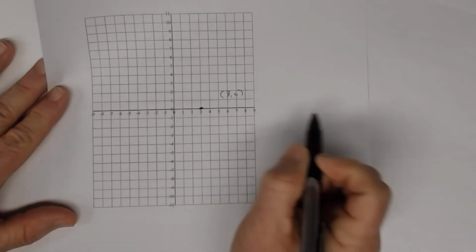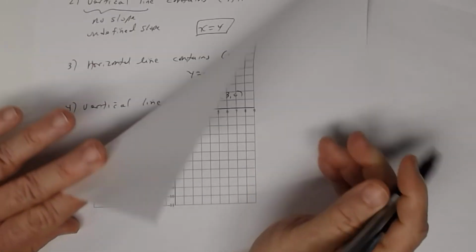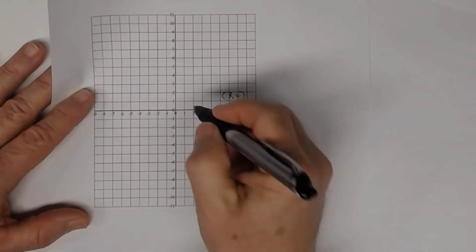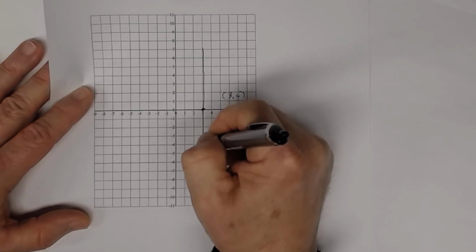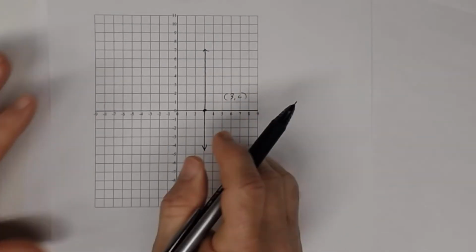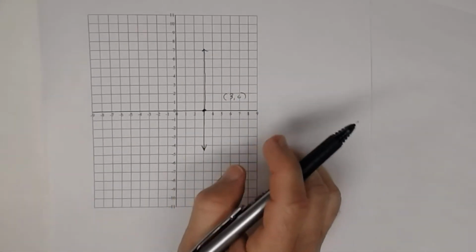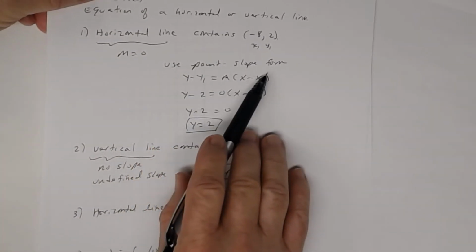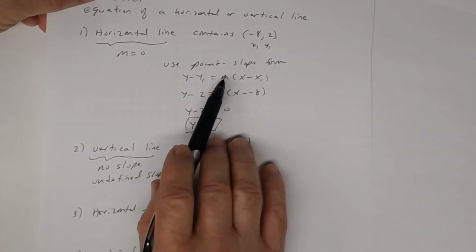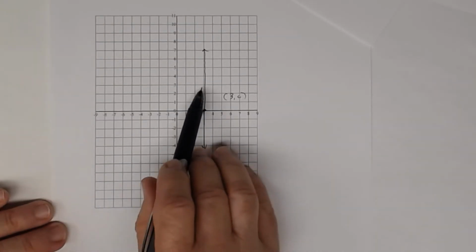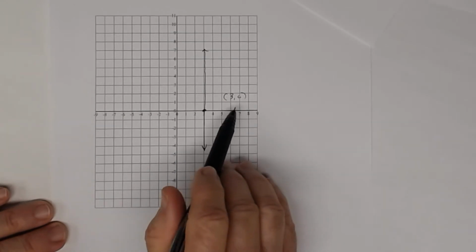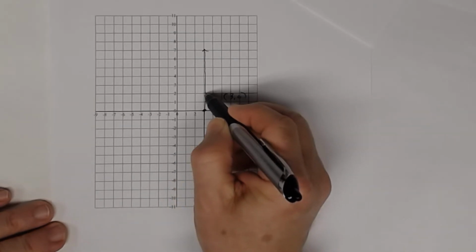And we're told this is a vertical line, right? So I'm going to draw a vertical line. Now remember, a vertical line has no slope. So if you tried to use point-slope form, you could not, because you can only use point-slope form if you know the slope of the line. This vertical line has no slope. So you have to resort to what you know about all these points.